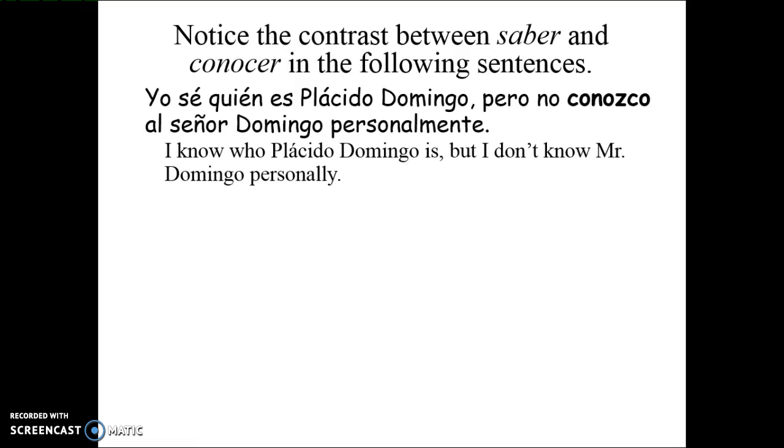Yo sé quién es Plácido Domingo, pero no conozco al señor Domingo personalmente. I know who Plácido Domingo is. Fact. We use sé or saber. But I don't know Mr. Domingo personally. So we use conozco. Because I know who he is, fact, so we use saber. But I don't know him personally, so we use conozco.